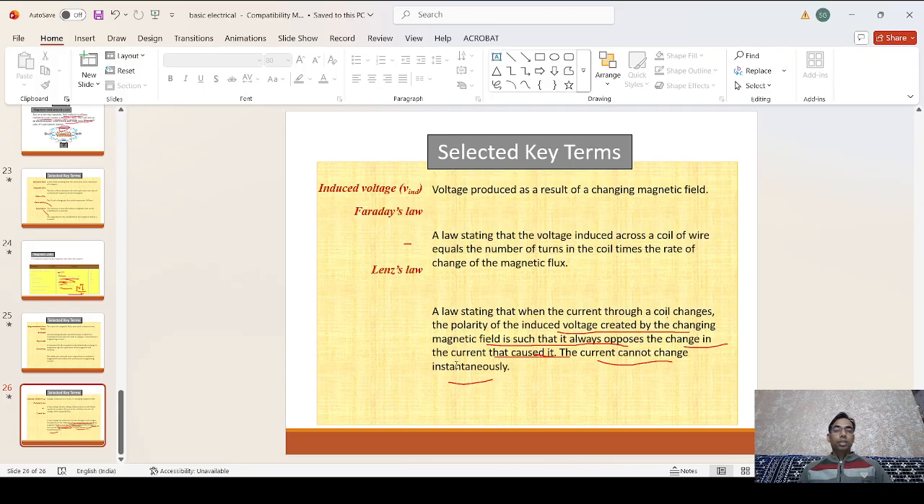Induced voltage is the change of magnetic lines in the magnet. Faraday law states that the voltage induced across a coil of wire equals the number of turns in the coil times the rate of change of the magnetic flux. And what is Lenz law? The law states that when the current through a coil changes, the polarity of the induced voltage created by the changing magnetic field opposes the change in the current, so the current cannot change instantaneously.